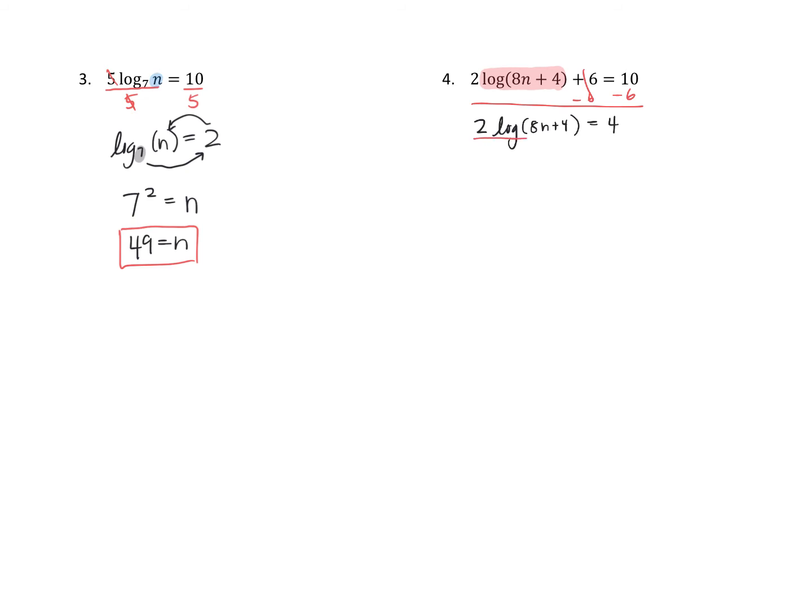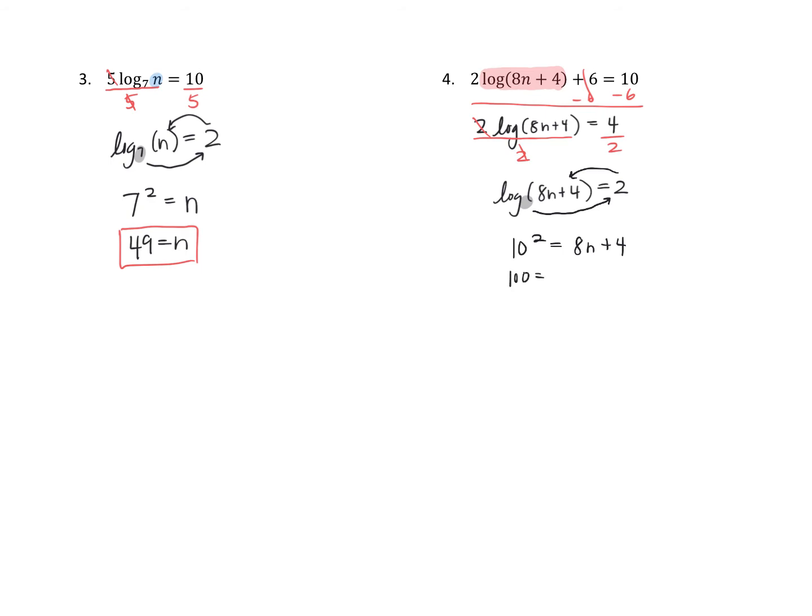And now I'm going to undo that multiplication by 2 by dividing. So that's going to give me log of 8n plus 4 is equal to 2. Now that I have the log by itself on the left, I am going to rewrite it in exponential form. So my base, there's no base written, that means it's understood to be a 10. So it's going to be 10 squared is equal to 8n plus 4. And now I want to solve for n.